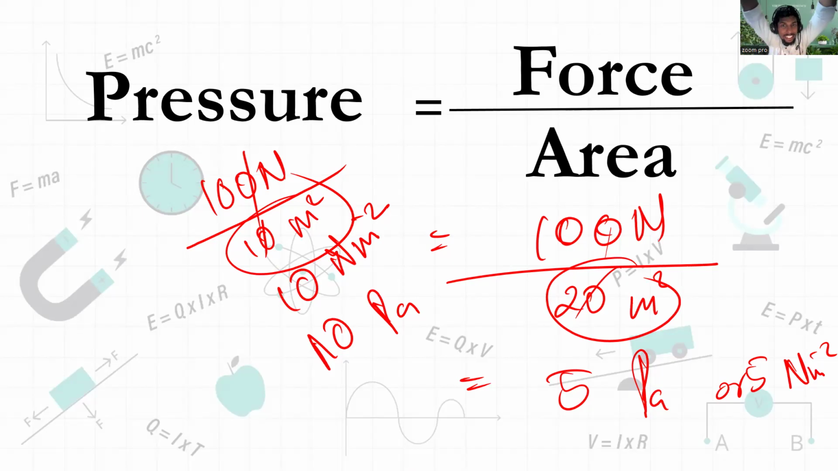It increased. Listen: when the area was 20, the pressure was 5. But when the area was 10, the pressure increased to 10. So what happens? When we decrease the area, the pressure will increase. The same theory applies here. We are decreasing the area of the knife, so we are increasing the pressure. That is the answer. Now read the question here.